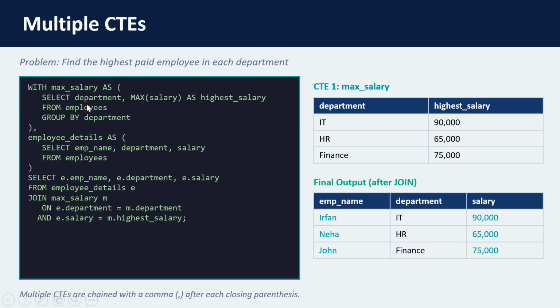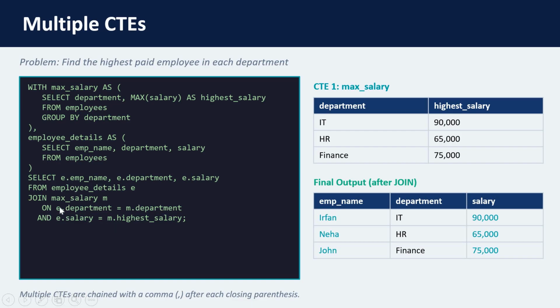So here we have two CTEs. One is max_salary, which has the department with the maximum salary, and employee_detail, which has the employee name, department and salary, right? And then we have to write this in a single select query. So in the single select query, what are we writing? Select E.employee_name, E.department, E.salary from employee_detail. So here employee_detail and max_salary behave like temporary tables, like a CTE, right?